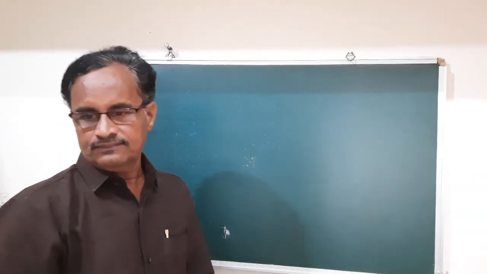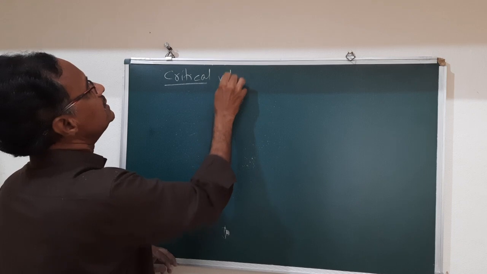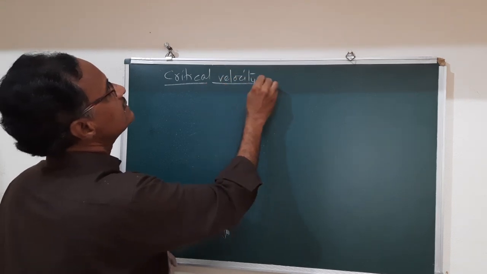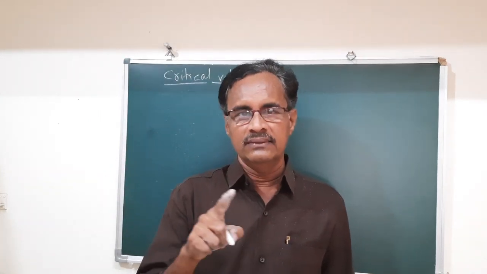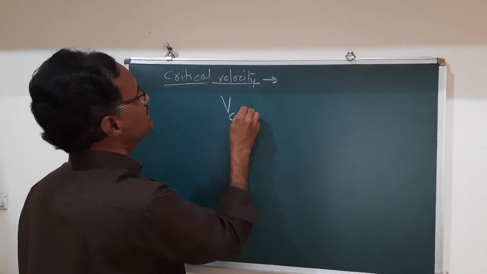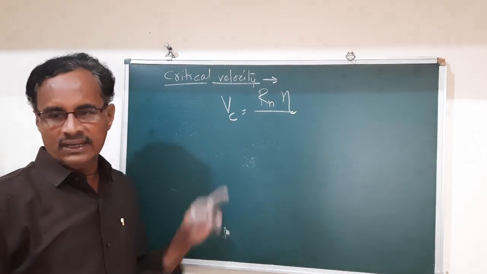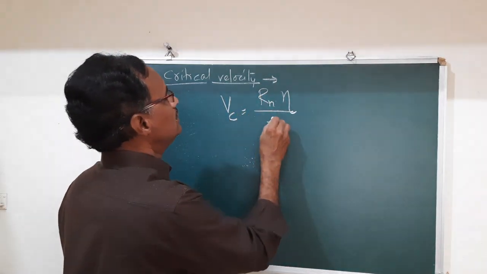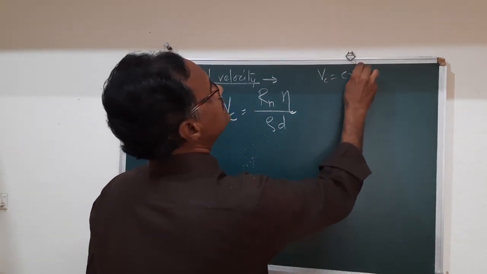Next, let us see the critical velocity. What is critical velocity? Critical velocity is a certain velocity at which the streamline flow will become a turbulent flow. This critical velocity can be calculated by using the formula Vc is equal to Rn times eta upon rho times d, where Rn is the Reynolds number.